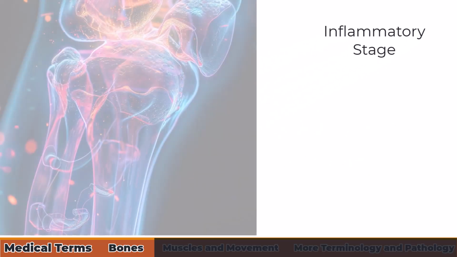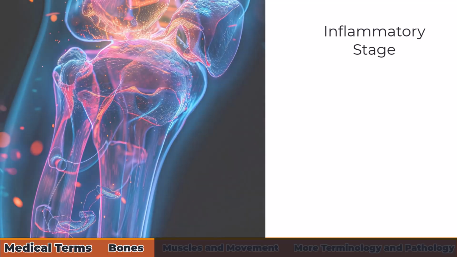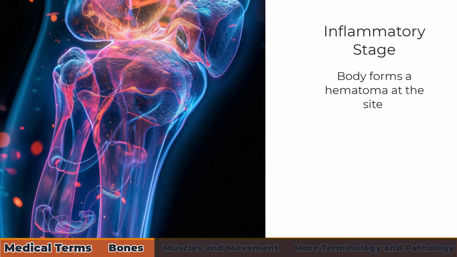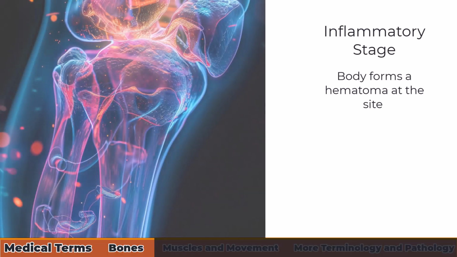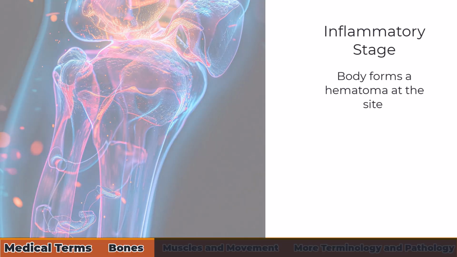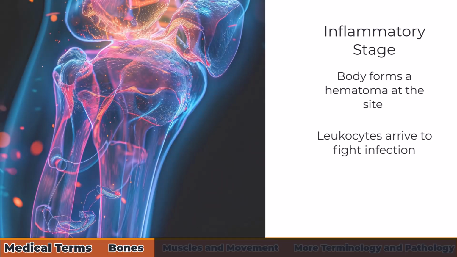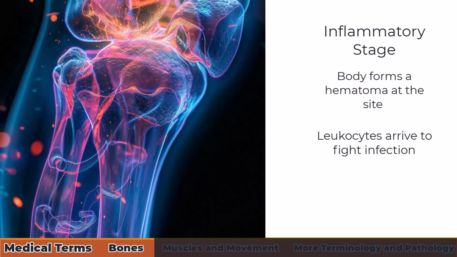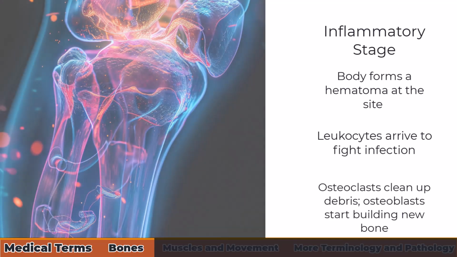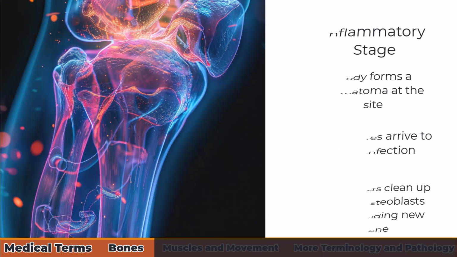The first stage is the inflammatory stage, where the body responds to the injury site by forming a hematoma to stop the bleeding and stabilize the broken ends. The site swells and the body sends leukocytes to fight infection and osteoclasts to clean up debris. Later, osteoblasts arrive to start building a new bone.